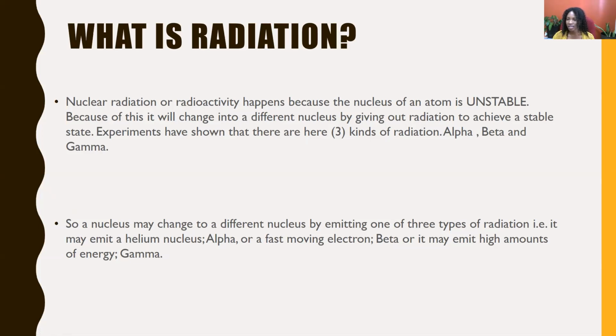Now, how it will do this is either by emitting an alpha or beta particle, or it may emit gamma radiation. So a nucleus may change to a different nucleus by emitting one of these three types of radiation. An alpha particle is a helium nucleus, a beta particle is a fast-moving electron, and gamma is not an actual particle, it is just high amounts of energy that is being released from an atom. Now, you might be wondering if external factors can affect radiation, and it cannot. So radiation is basically dependent on the internal structure of the nucleus.